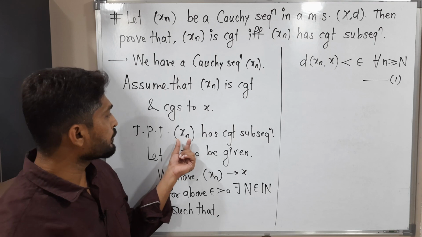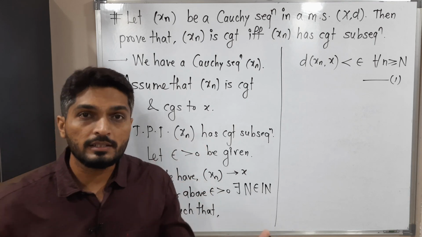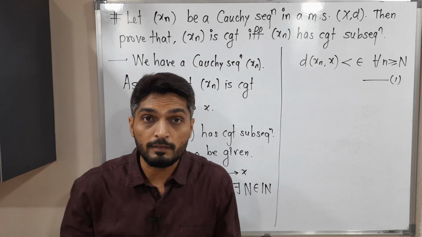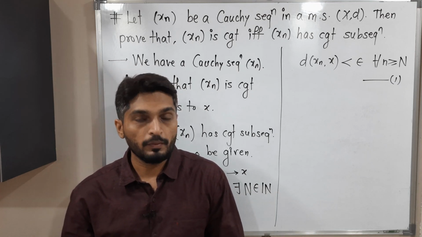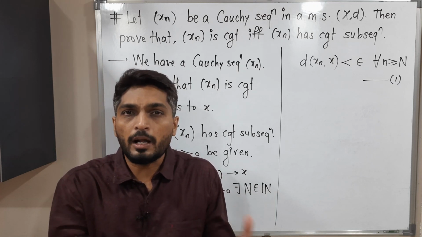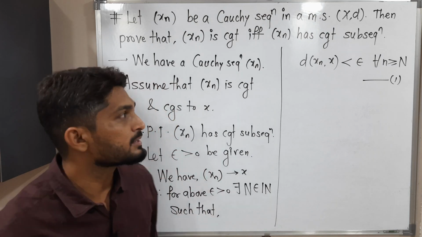What we have to prove? We have to prove that it has a convergent subsequence. If the original sequence is convergent, it has a convergent subsequence. This thing we have to prove. What will I do? I will take any arbitrary subsequence. Okay, let us take some subsequence.